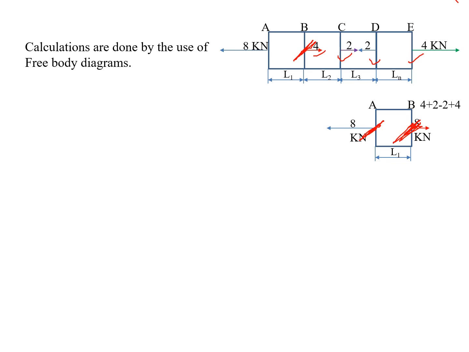So first we observe the left hand side at point A. Only one type of force, that is the tensile force, so the net force is positive 8. Similarly on the right hand side at point B: 4 tensile means plus 4, and also 2 tensile plus 2, 2 compressive minus 2, 4 tensile plus 4. In the summation, plus 2 and minus 2 will cancel. Here also we get 8 kilonewtons. So the total net force acting on the AB section is 8 kilonewtons.